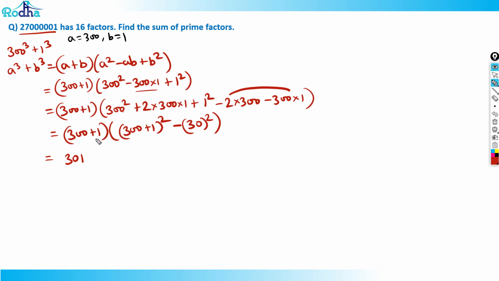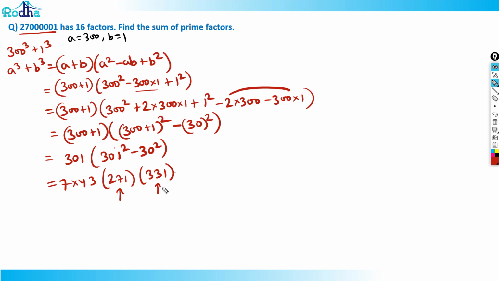If I further try to break it in the form of a square minus b square, what I'll get actually? 301 square minus 30 square. If I further try to break it, what is 301? 7 into 43. That's quite common number, right? 301, 7 into 43. Now, a square minus b square, that is a minus b is 271 and a plus b is 331. So if you observe, 271 and 331 are both prime numbers. 43 and 7 are all prime numbers.